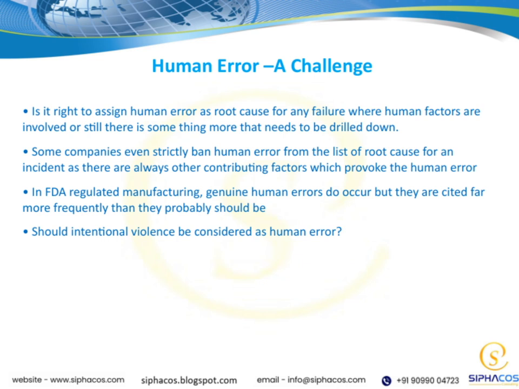Now, a more complex question is whether intentional acts, like violence, should even be considered human error. These are deliberate actions, not mistakes or slips, and they require a different kind of analysis altogether. So, when we talk about human error, we need to be cautious. It's a real challenge because it can sometimes serve as a catch-all explanation, but it also pushes us to dig deeper. We must ask ourselves, are we truly understanding the root cause, or are we just stopping at the easiest explanation?